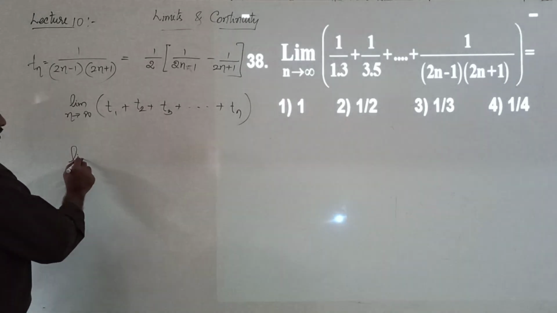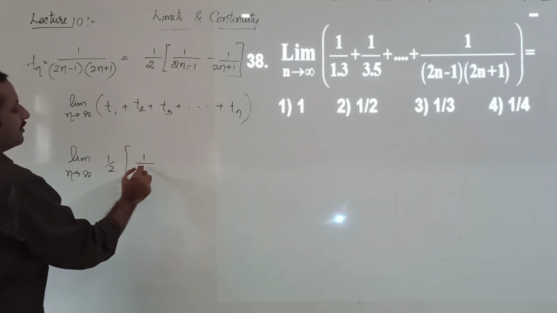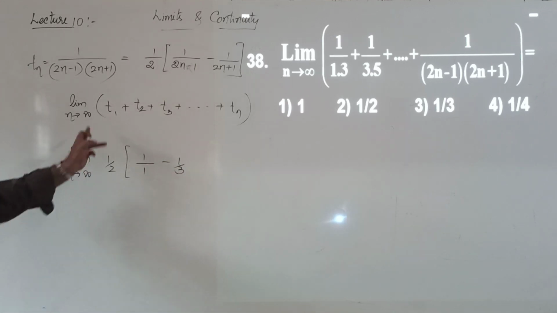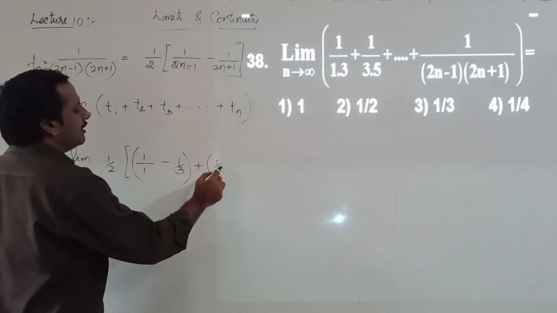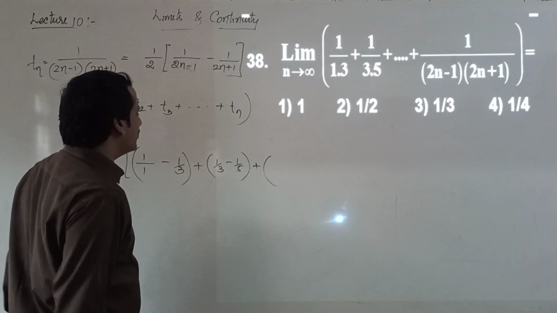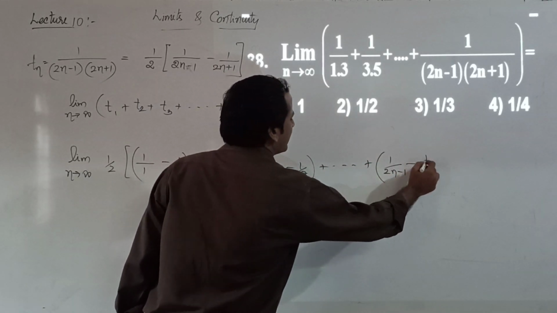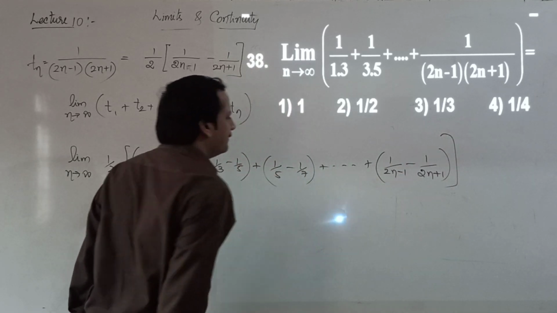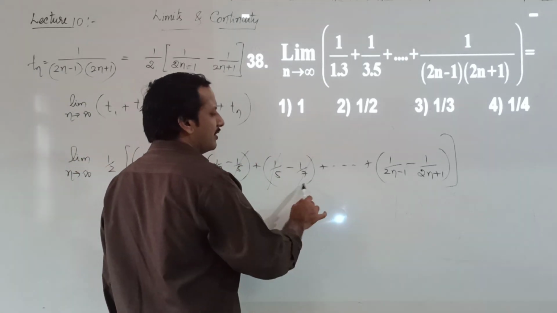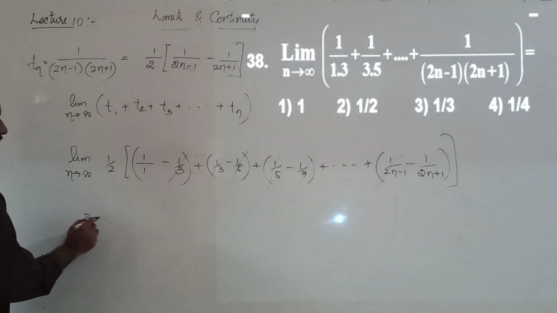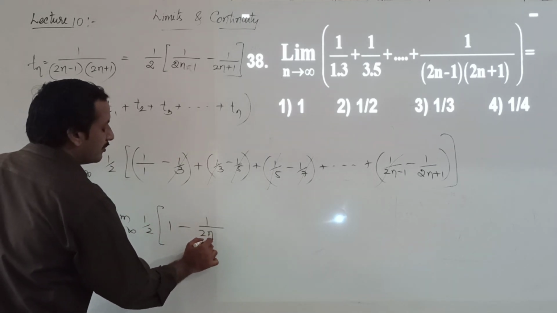Right. Now, that t1, put n is equal to 1 here, we get 1 by 2 into 1 by 1 minus 1 by 3. T2 will be 1 by 2 into 1 by 3 minus 1 by 5. Then put n is equal to 3, that will give you 1 by 5 minus 1 by 7, etc. Last term is 1 by 2n minus 1 minus 1 by 2n plus 1. Okay? Now you observe here minus 1 by 3 is there, plus 1 by 3 is there. Minus 1 by 5 plus 1 by 5, etc. Everything gets cancelled apart from the first term and the last term. So you are left with limit n tends to infinity 1 by 2 into 1 minus 1 by 2n plus 1.